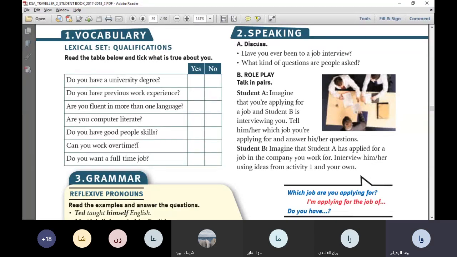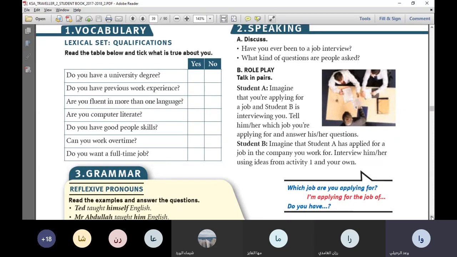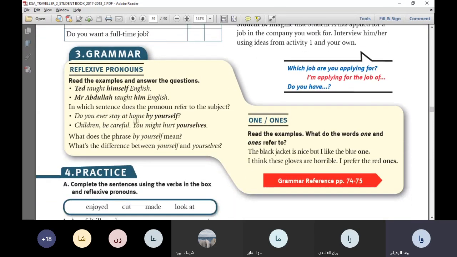My work time is from 8 until 2. If I worked until 3, then I worked an hour overtime. Of course, the meaning of full-time job, which means a job that is more than 5 or 6 hours of work. This is the full-time job. Okay.